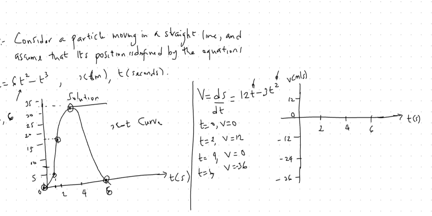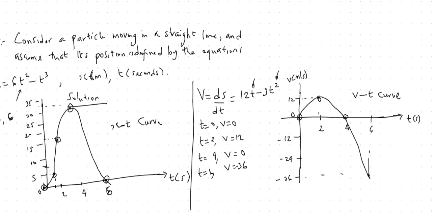Then when t equals 2, v equals 12, something of this sort, I'm going to be here. When t equals 4, v equals 0, so I'm going to be at this point. And when t equals 6, v equals minus 36. If I trace this down, I'm going to be here. So I'm going to have this curve coming down like this. So that's the velocity-time curve.